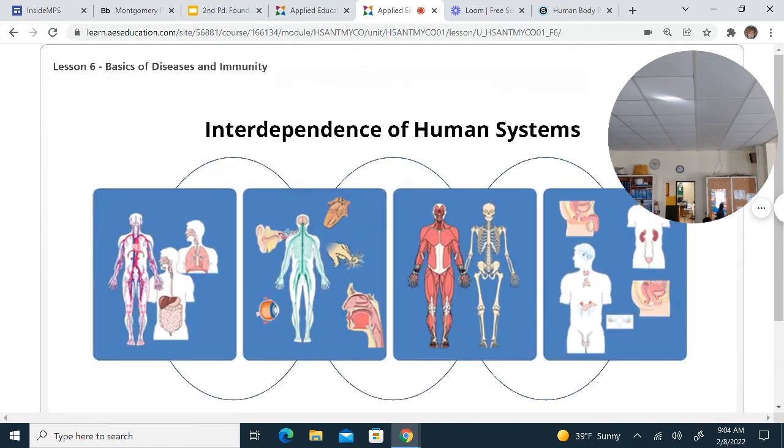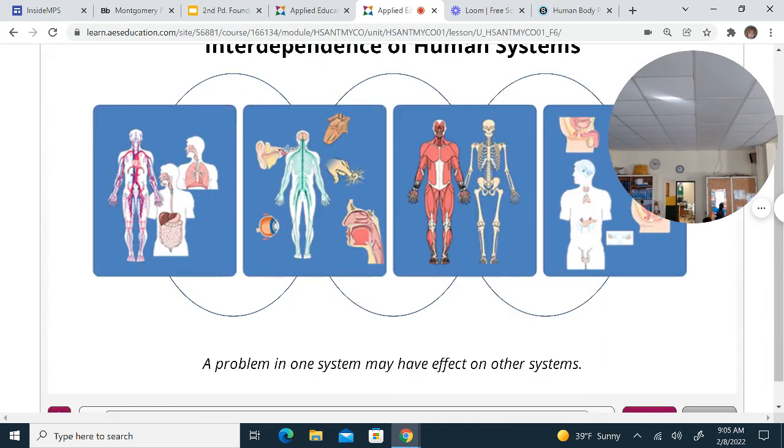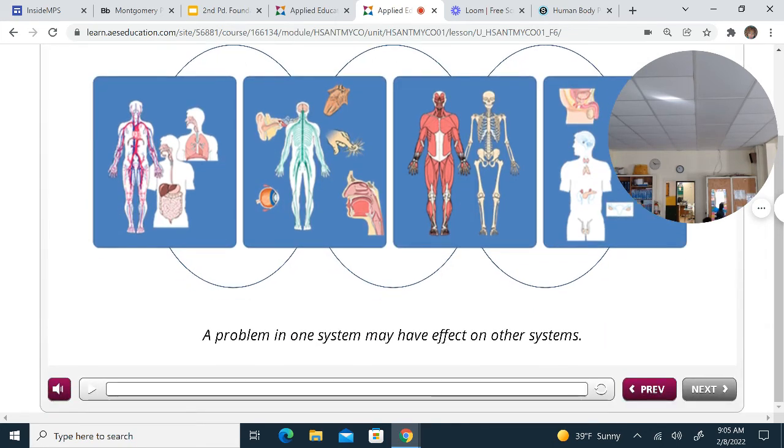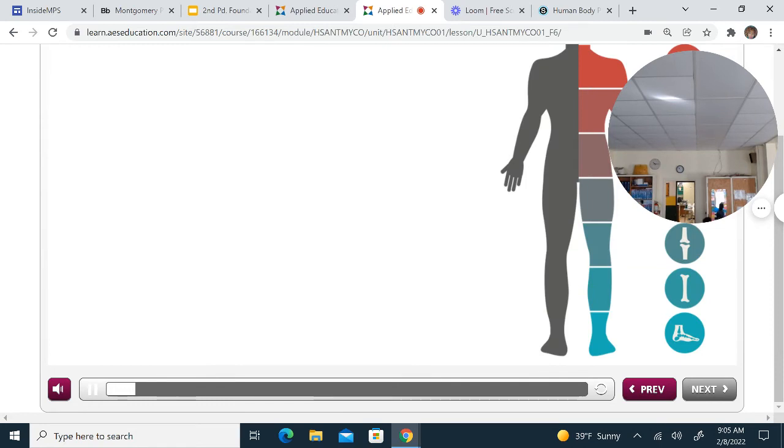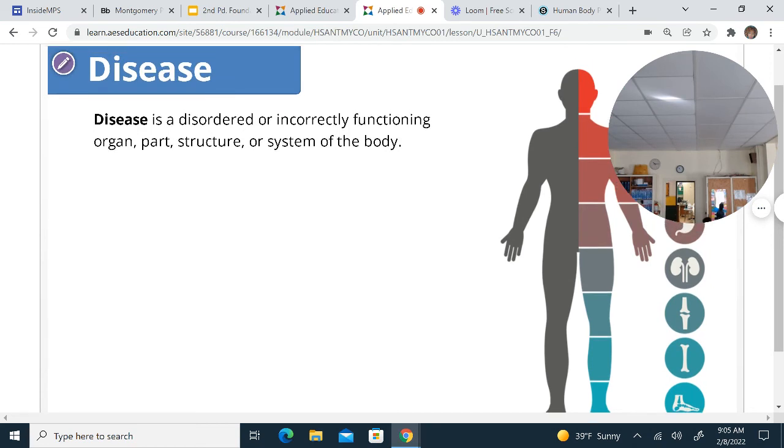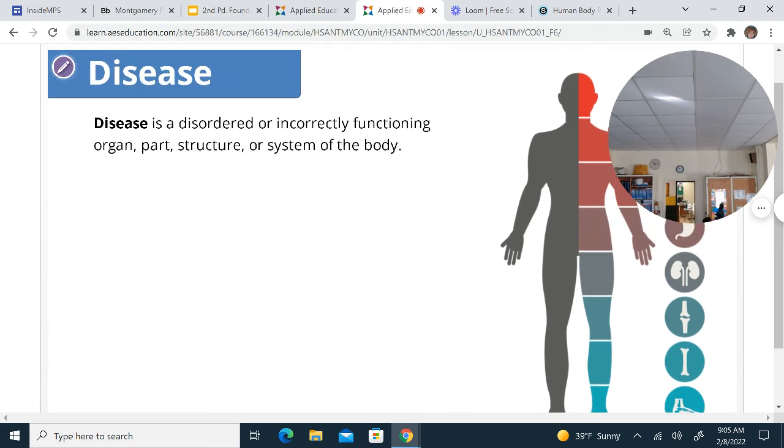Because body systems depend on each other, a problem in one system may have an effect on other systems. Sometimes the treatment for a problem may also involve a number of body systems. Problems within the body are typically described as diseases. Disease is defined as a disorder or incorrectly functioning organ, part, structure, or system of the body.